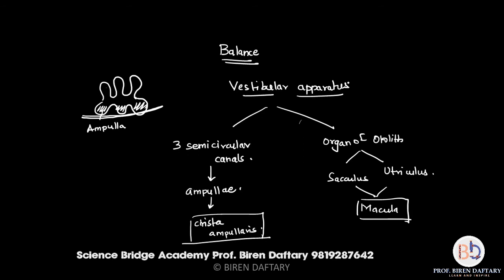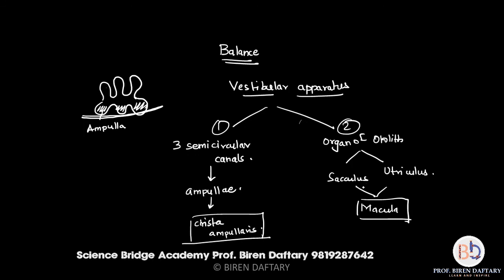It is made up of two important parts. One part is the semicircular canals, which are 3 in number. The other is the organ of otolith. The canals which are semicircular have expanded or swollen bases which are called ampullae. There are 3 ampullae present over here, and below the ampullae is present a ridge which is called crista ampullaris.